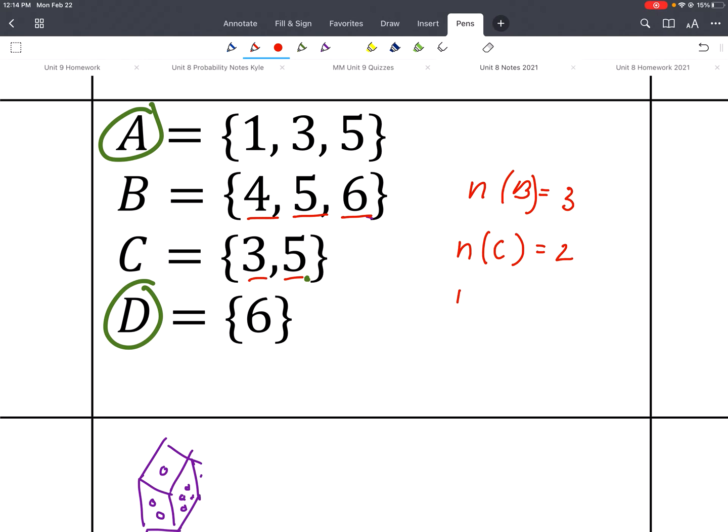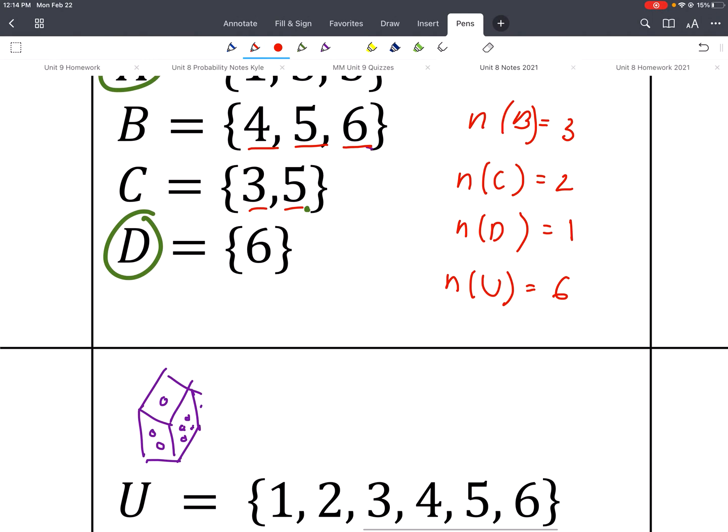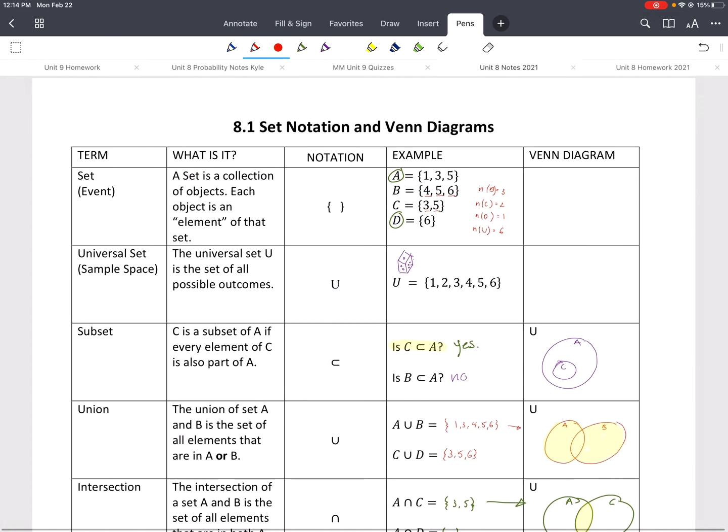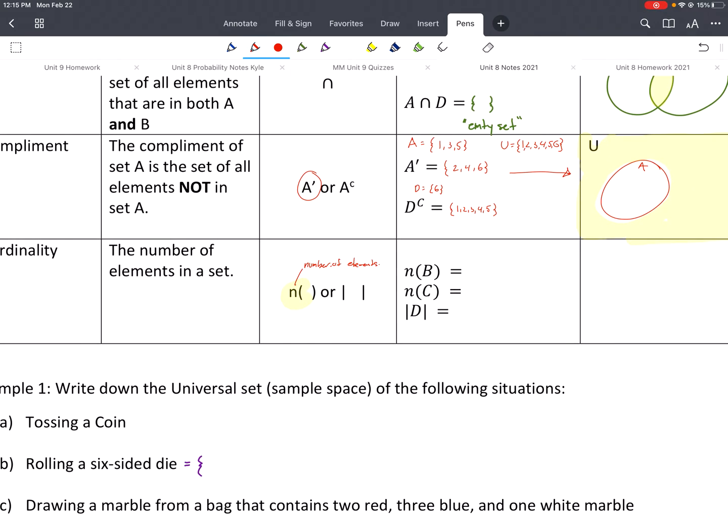Right? And then n of D, well, that would be 1. Okay? Or what would be n of the universal set? So we said the universal set here was 1 through 6, so that would be 6. So that is how we do cardinality, the number of elements in a set.